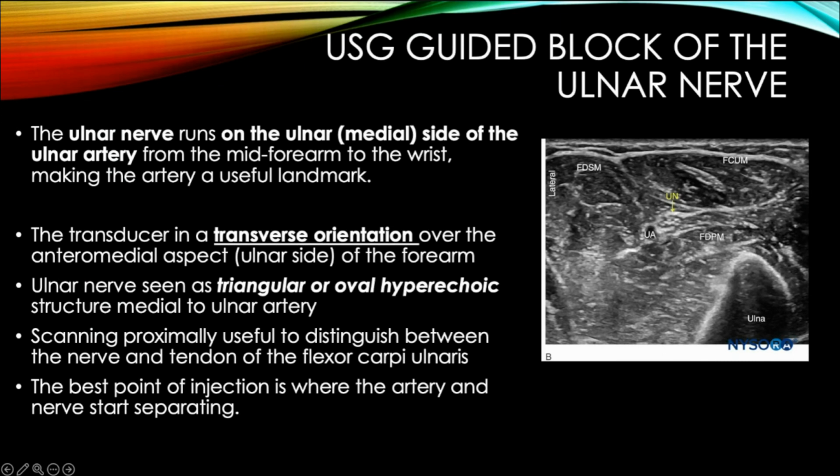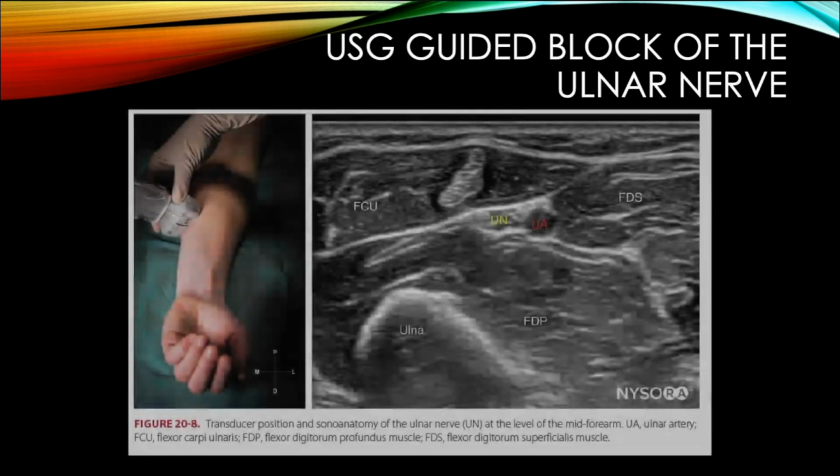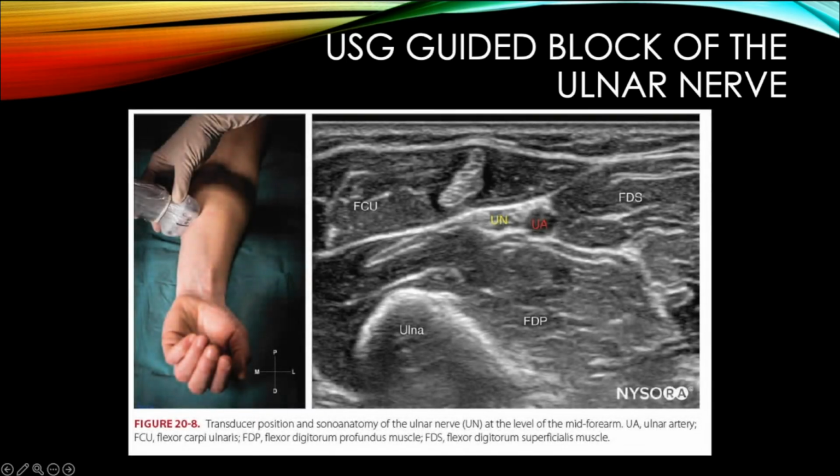As you can see in the picture, this is the ulnar artery and the ulnar nerve is located next to the ulnar artery. If we scan proximally, it is useful to distinguish between the nerve and the tendon of flexor carpi ulnaris. The best point of injection is when the artery and nerve start separating. This is the picture of the sonoanatomy of the ulnar nerve. We put the probe in transverse orientation, and we can see the ulnar nerve beside the ulnar artery at the level of the mid forearm.